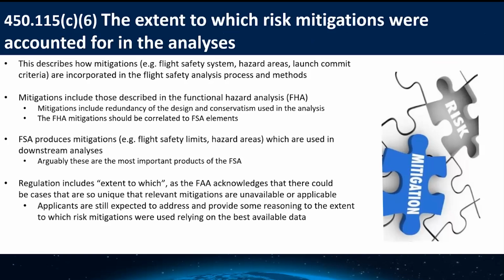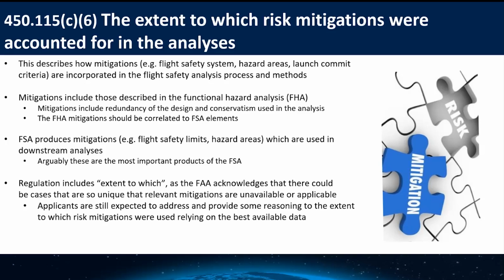This is 451.15(c)(6). This is the extent to which risk mitigations were accounted for in the analysis. This describes how mitigations are incorporated in the flight safety analysis process and methods. Examples such as flight safety system, hazard areas, launch commit criteria may not always be applicable to a particular methodology, but are options for others.